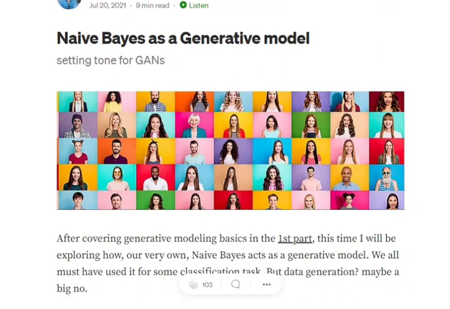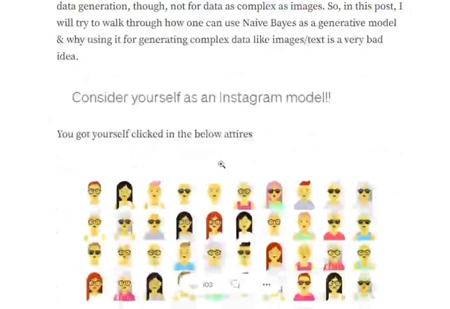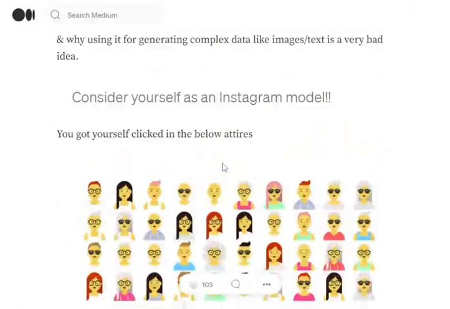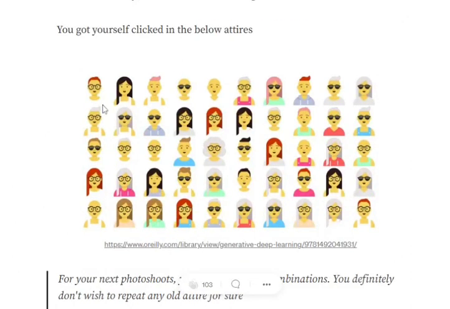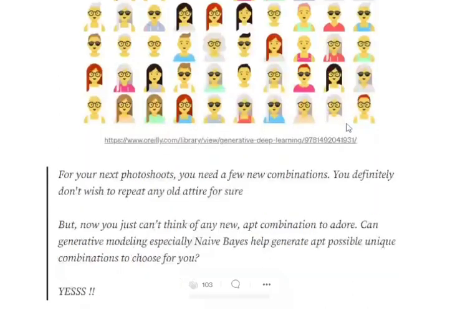I think this is a common interview question: why is naive Bayes a generative model and not a discriminative model? So let's find out by going through a particular example. Assume that you are an Instagram model. You got yourself clicked in the below attires. There are different pictures of you, like with pink hair, pink dress, white dress, blue tops, gray jeans, etc.